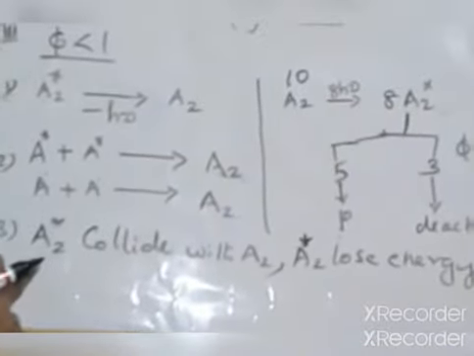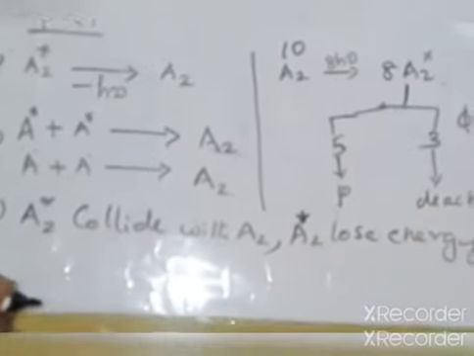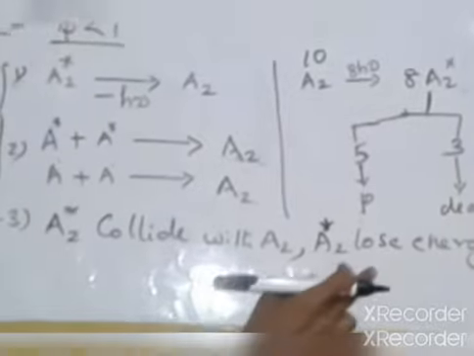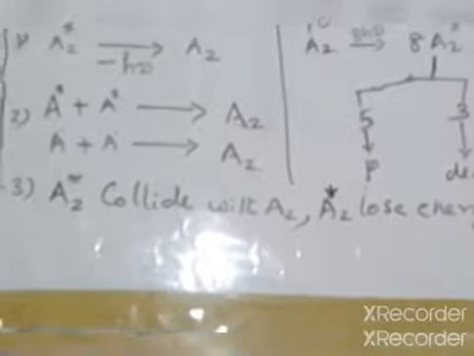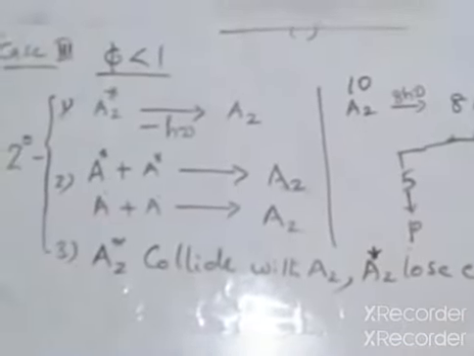That is, A2 star is in the higher energy state. It may collide with another non-excited molecule in the system, and it loses its energy. So it is unable to initiate a reaction. So in such cases, the quantum yield is less than 1.